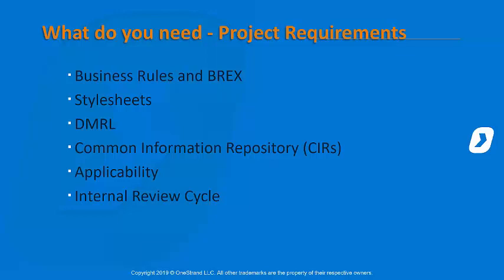These are the categories that we want to look at. We want to look at our business rules and the breaks. We want to look at style sheets, the DMRL, CIRs, applicability, and the internal review cycle. So that's what we're going to be focusing on.